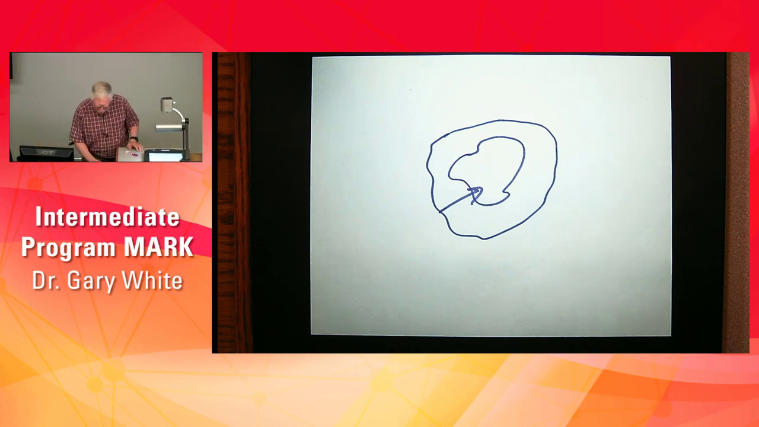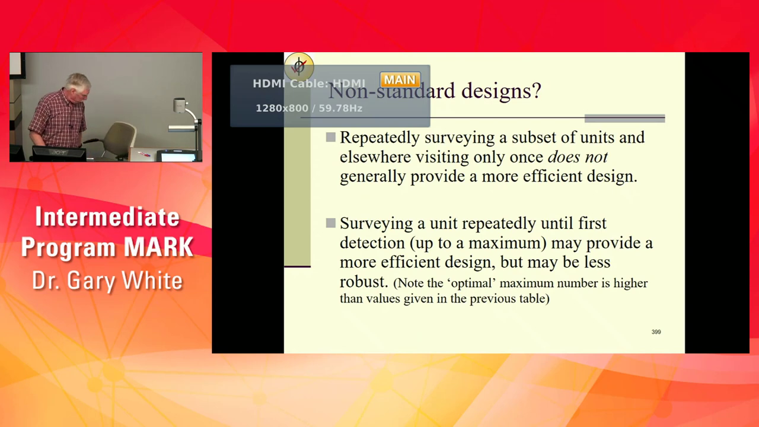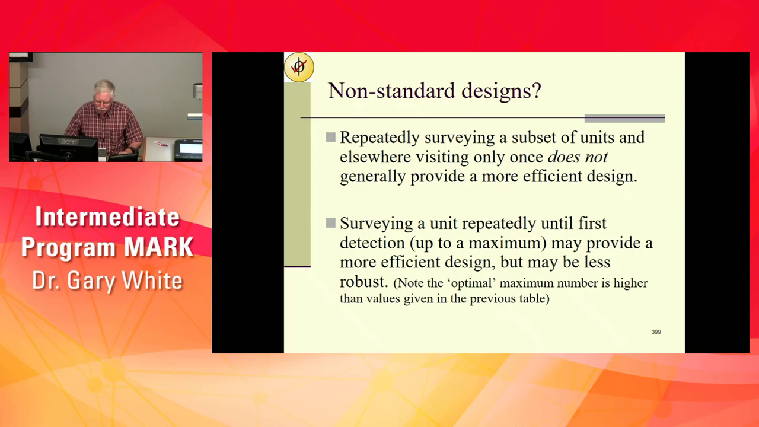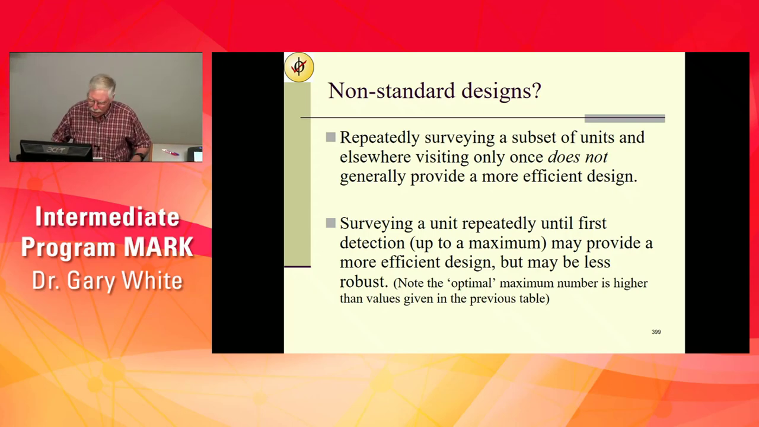Anyway, all right. What else? Let's go back to non-standard designs. Here's where some of these weirdo things come in. Repeatedly surveying a subset of units, elsewhere visiting only once, does not generally provide a more efficient design. That was the first thing I thought of long before this table came out. I thought, how about you go out and you do 100 plots where you survey them three times, and then you got another 300 where you only go once, assuming they're all kind of the same. You ought to be a lot more efficient and get a more efficient estimate of psi.